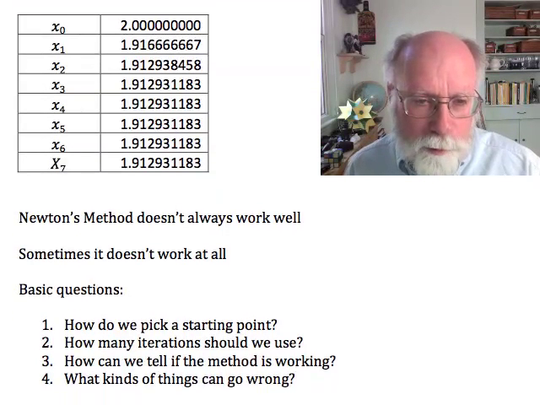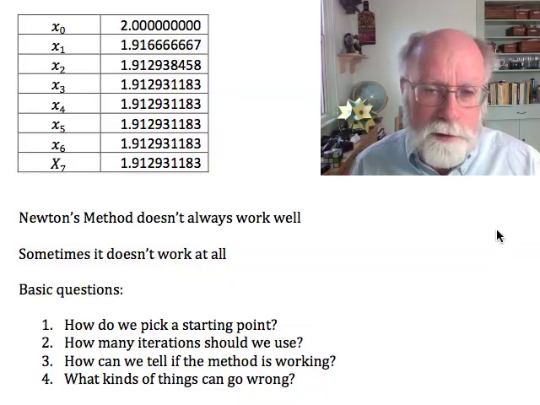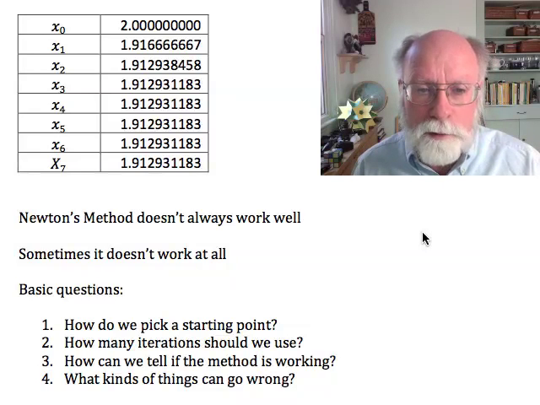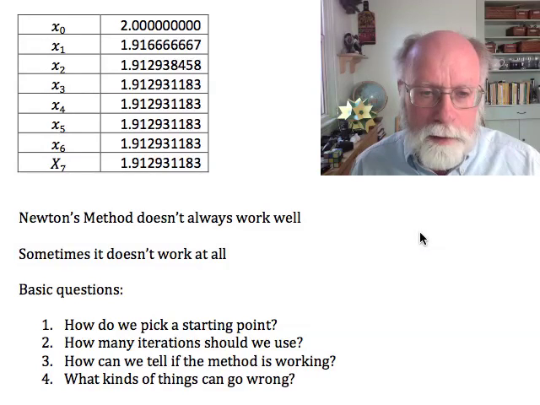And so before going on, we should say something about Newton's method in general. It doesn't actually always work. Sometimes it doesn't even work at all. It just goes haywire. But for most functions, it does work very well.